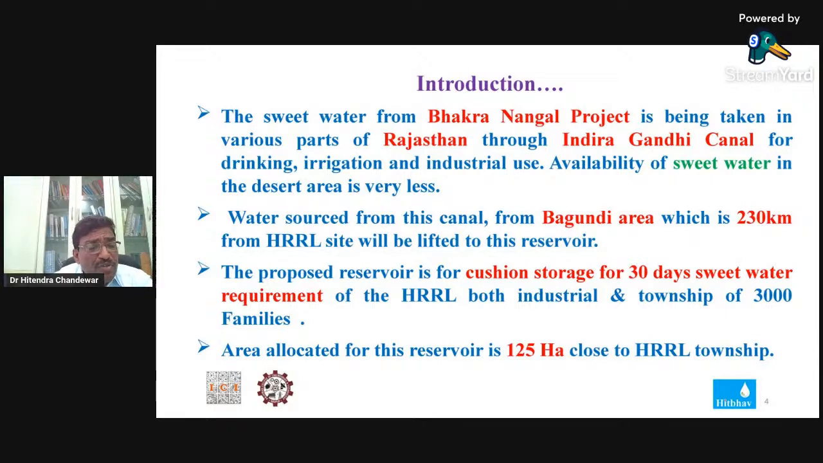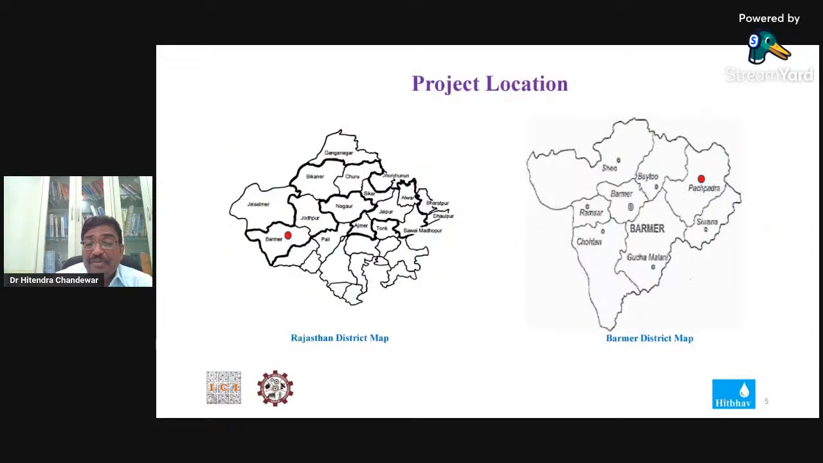The factory is spread over about a 5 kilometer by 10 kilometer area, and they have allocated about 125 hectares of land near the township. So the task for the consultant was to carry out a survey, a detailed geotechnical investigation and detailed engineering for the raw water reservoir, having cushion storage capacity of 30 days. And from that, my work begins.